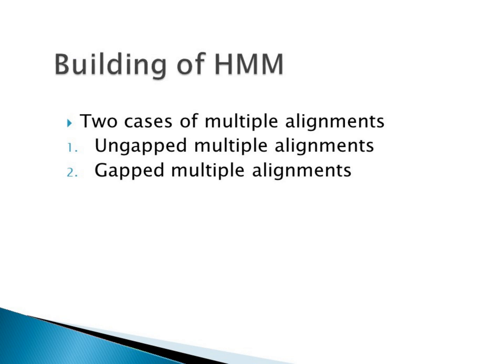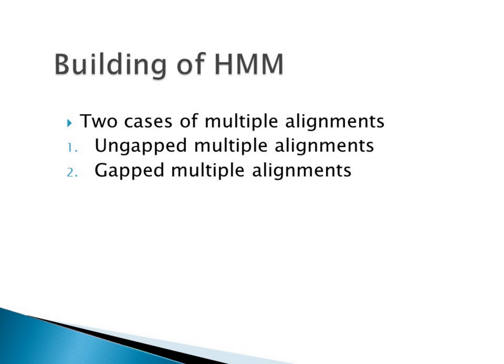So now let us discuss the building of a hidden Markov model. One of the important issues is how to create a hidden Markov model in the first place when given a particular set of related training sequences. There are two cases for multiple alignments: ungapped multiple alignments and gapped multiple alignments, which imply that there are deletions in the alignments. For the ungapped case, assume sequence length is n.